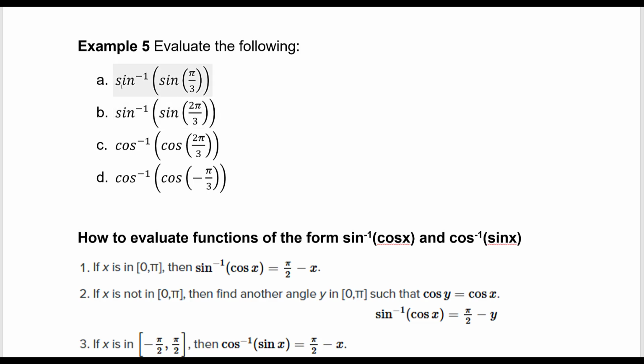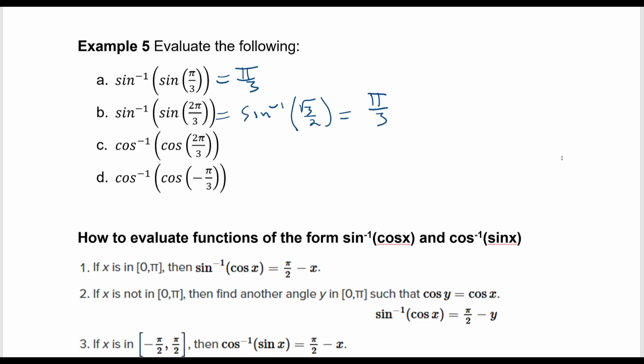So this first one, we're doing sine inverse of sine of pi over 3. Now, pi over 3 is within the domain, so we can just go with pi over 3. But sine inverse of sine of 2 pi over 3 is not in the domain, so it might be helpful to do this: sine of 2 pi over 3 is the square root of 3 over 2. Sine inverse of the square root of 3 over 2, putting it in the correct domain, is going to be pi over 3.